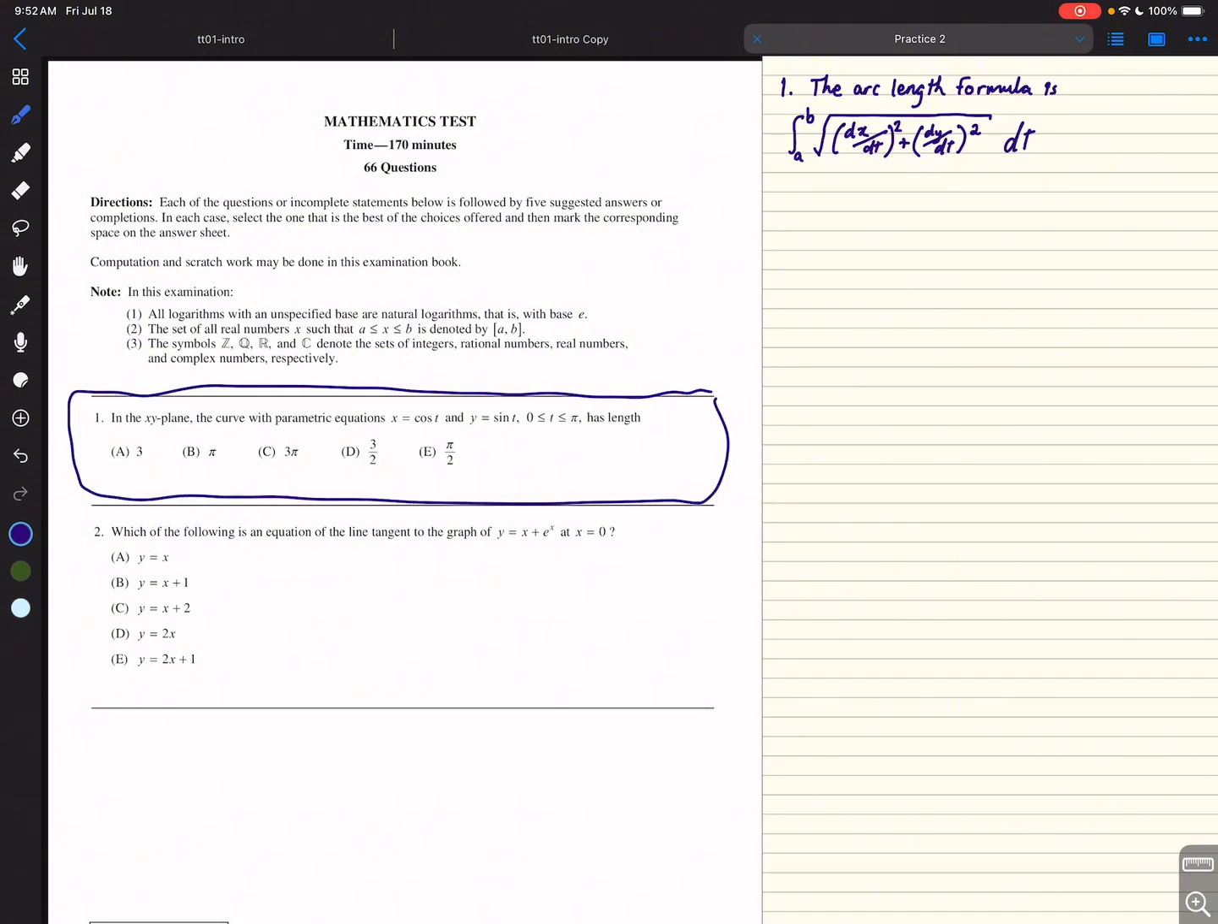So in this problem, we have a pair of parametric equations, x equals cosine t, y equals sine t. T ranges from 0 to pi. And the question is, what is the length of this curve in the plane?